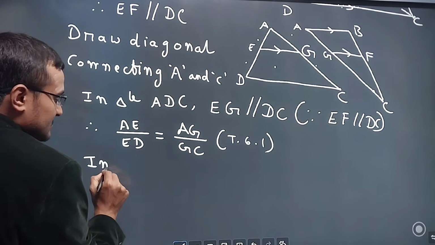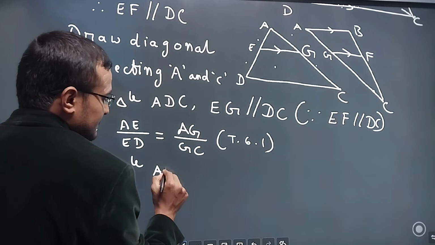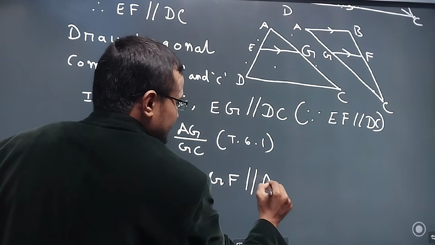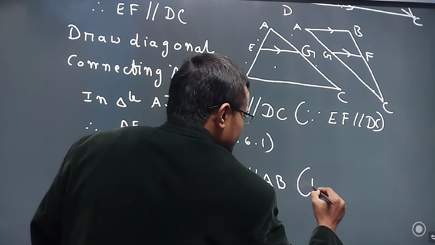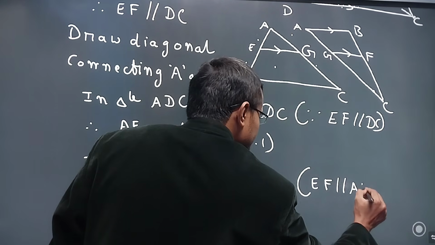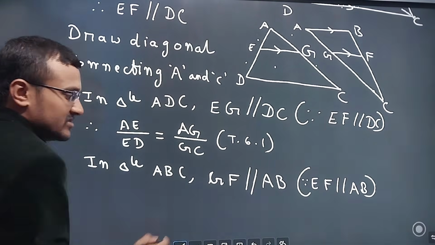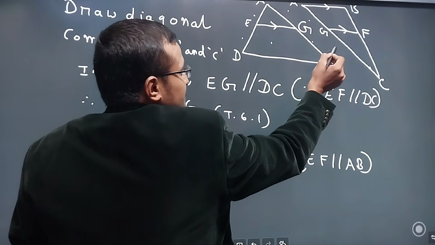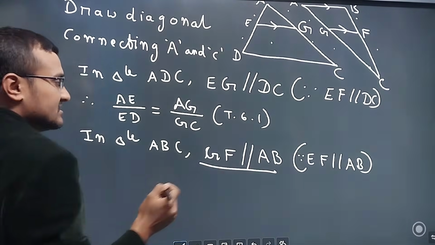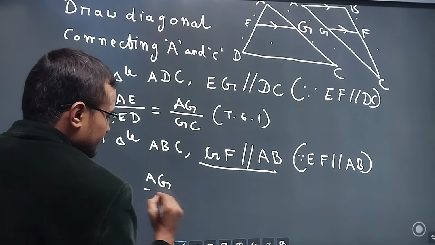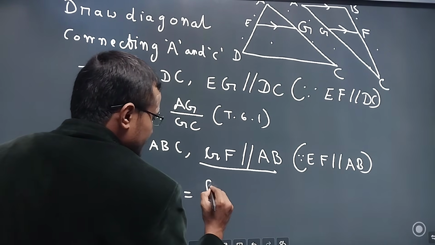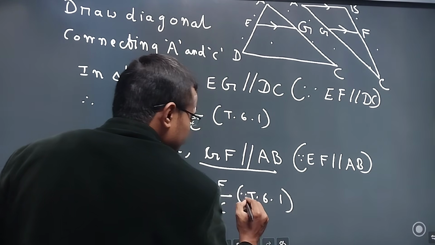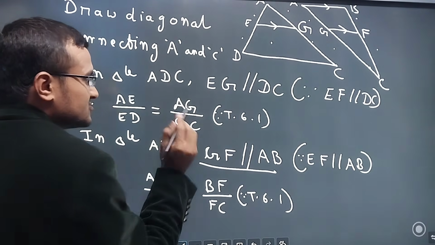Now we will consider the other triangle. In triangle ABC, here GF is parallel to AB. Why is GF parallel to AB? Because EF is already parallel to AB. So in bracket you can write EF is parallel to AB. That's why GF is parallel to AB. Since GF is parallel to AB, AG by GC is equal to BF by FC. This is also according to theorem 6.1.